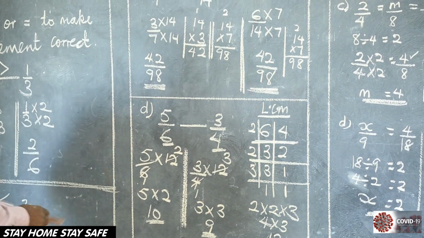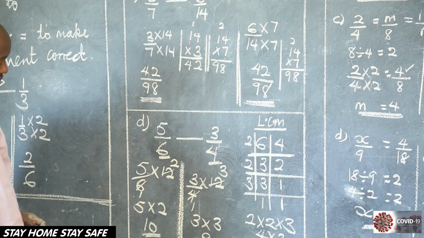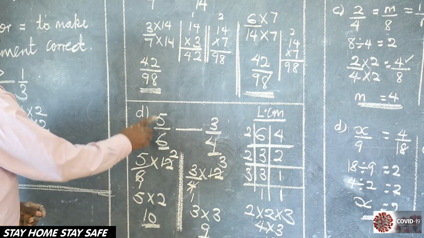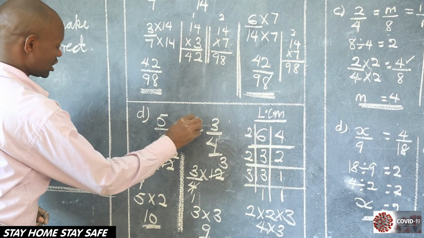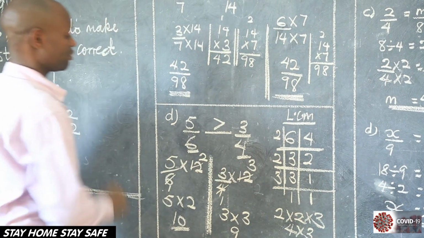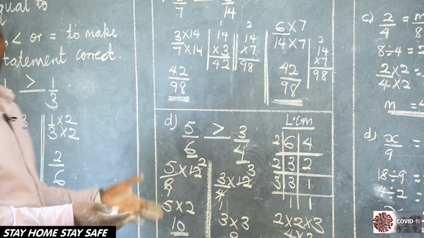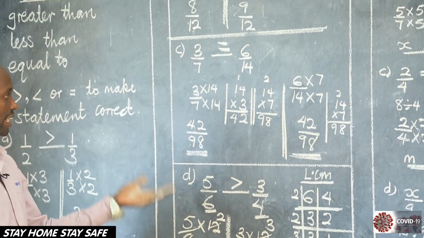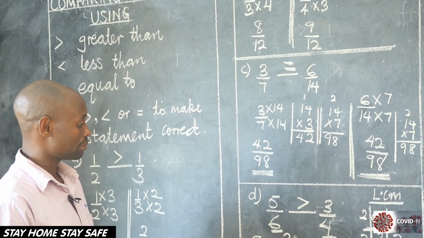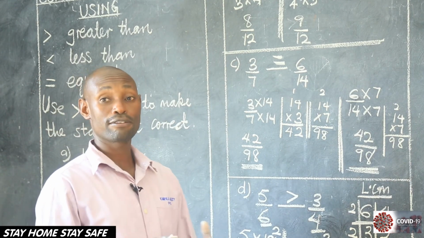So when we are comparing, this side has 10. The other side has 9. Which one is bigger? 10 is bigger than 9. Therefore, we are going to say 5 out of 6 is greater than 3 out of 4. And there I have compared. So, when I give you work, you are free to use any method. You can use equivalent fractions. You can use the LCM method, depending on the method which you think is simpler for you.